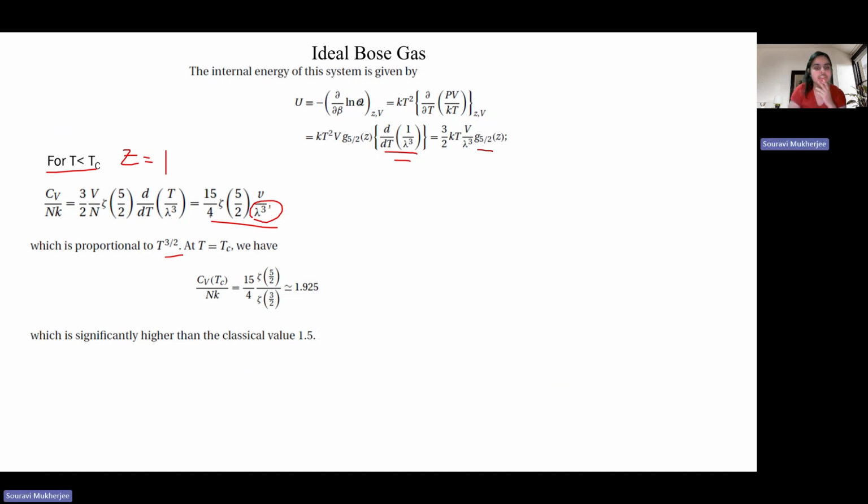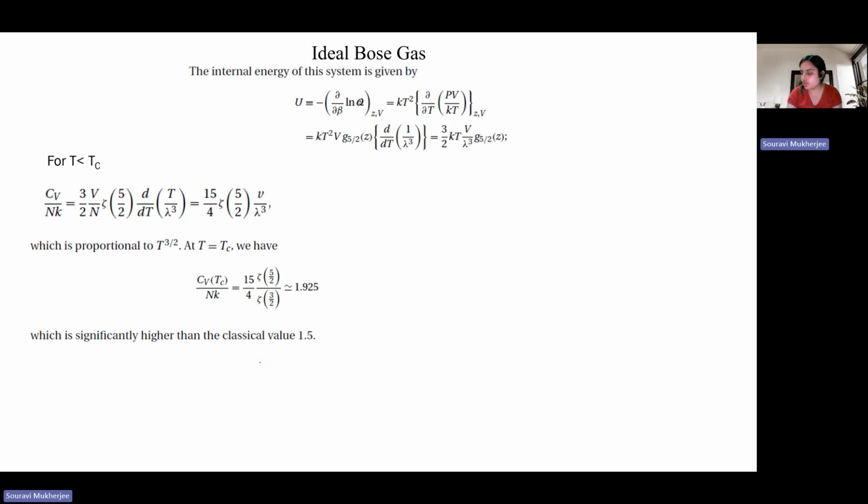Okay, so then you can convert G, the Bose-Einstein function, into eta, and then replace lambda cube by this. So this is how it would look like. Here you can see CV by NK comes out to be 1.925, which is significantly higher than the classical value, because in classical value we know that the specific heat is given as 3 by 2 NK, right? So that is 1.5, but here it's larger than the classical value.